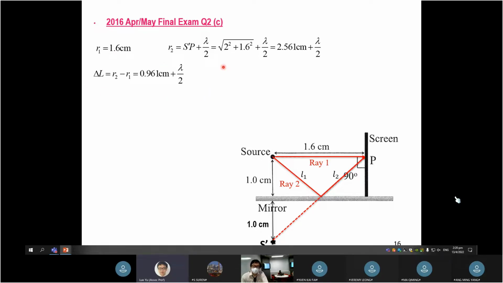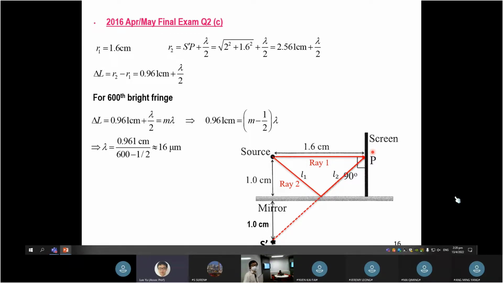Once we find this delta L, it is said this P is the 600th bright fringe, which means this delta L should be equal to how much times lambda? Yes, just 600 times lambda. This m equals 600. You directly say delta L equals 600 times lambda. Then this half lambda, put it on the right-hand side in the denominator, and you can get my lambda is about 16 micrometers.